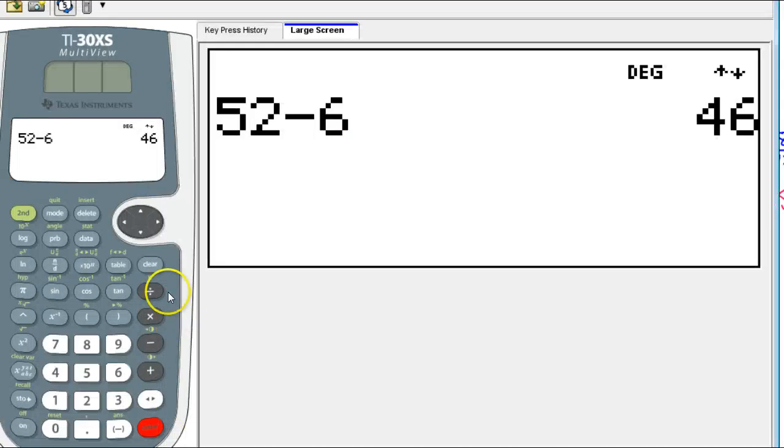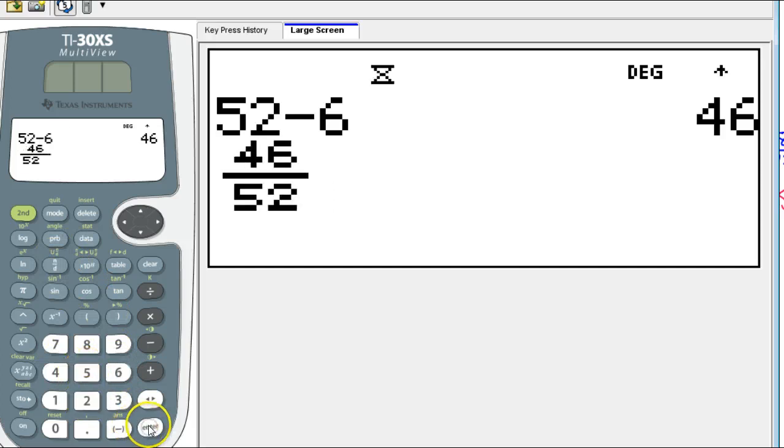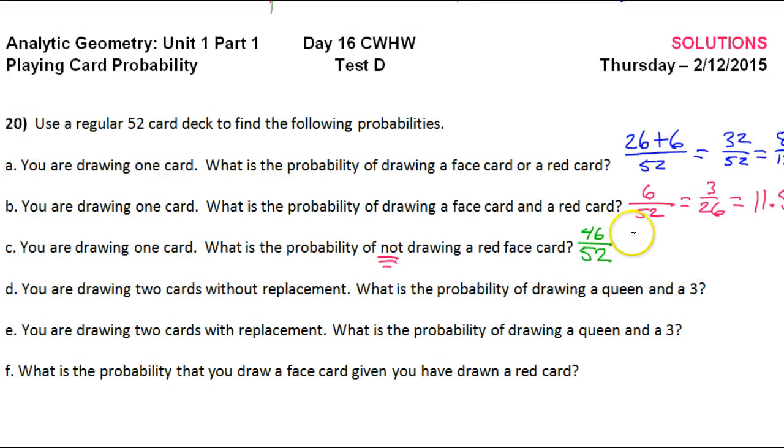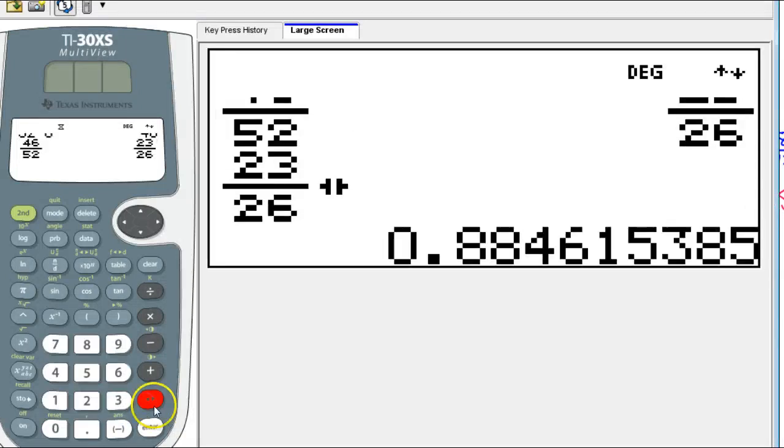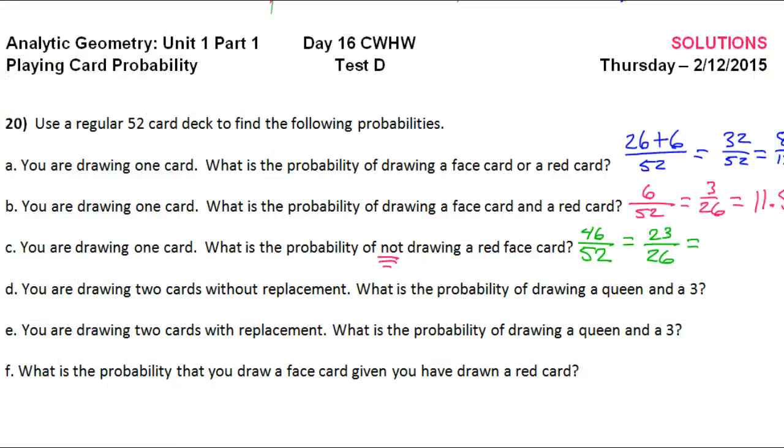Okay, and of course I could reduce it, decimalize it. So 46 out of 52. That's 23 out of 26. Which as a decimal would be 88.5%. Got to round up. Okay, so that's how you do C.